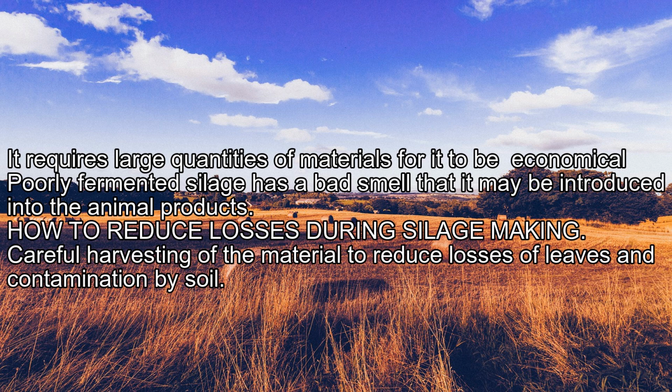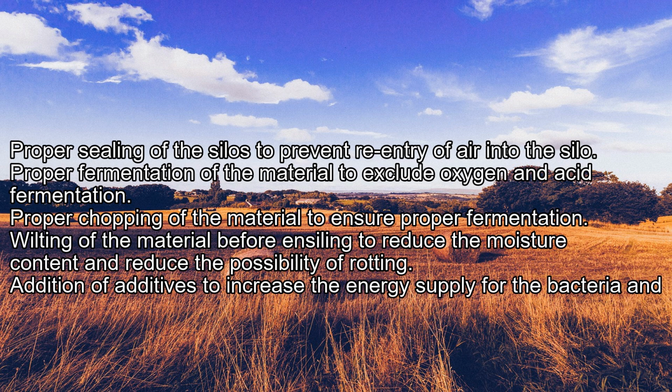How to reduce losses during silage making. Careful harvesting of the material to reduce losses of leaves and contamination by soil. Proper sealing of the silos to prevent re-entry of air into the silo. Proper fermentation of the material to exclude oxygen and acid. Proper chopping of the material to ensure proper fermentation.